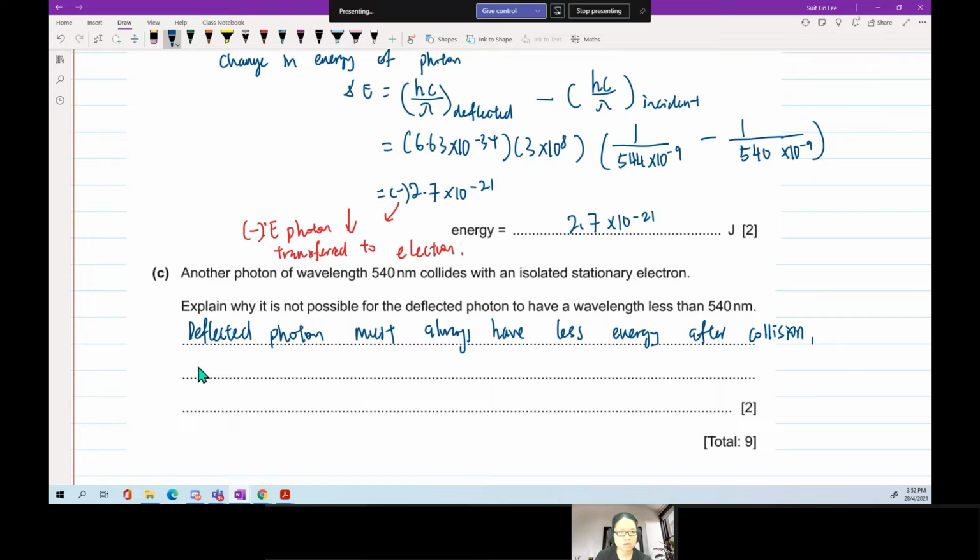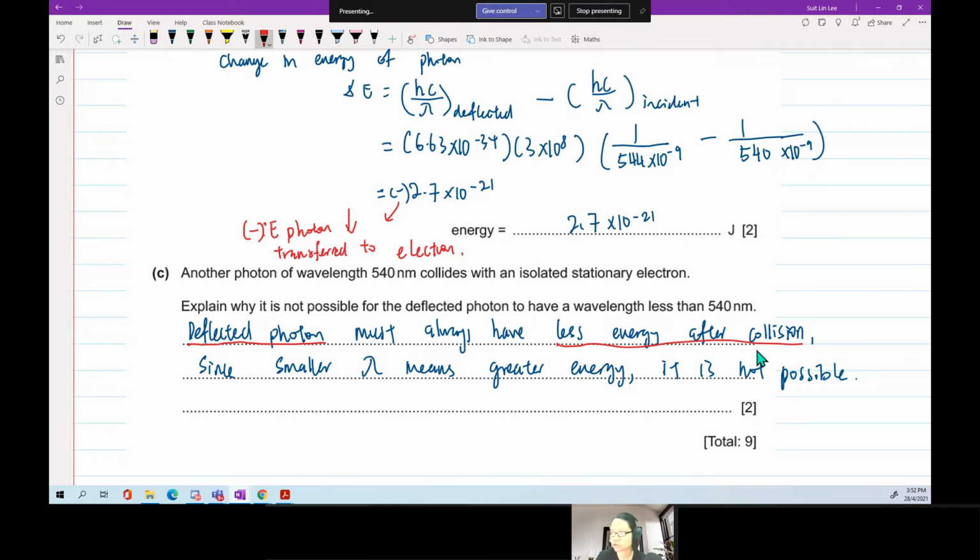Okay. Since smaller wavelength means greater energy, it is not possible. Impossible. Okay, so you mentioned the deflected photon must have less energy after collision, or it loses energy. Okay, additional marks. So this is good enough already. You can get full mark already. This one is 1 mark. Okay, they are B marks. And if you know that smaller wavelength means greater energy, greater photon energy is B1.